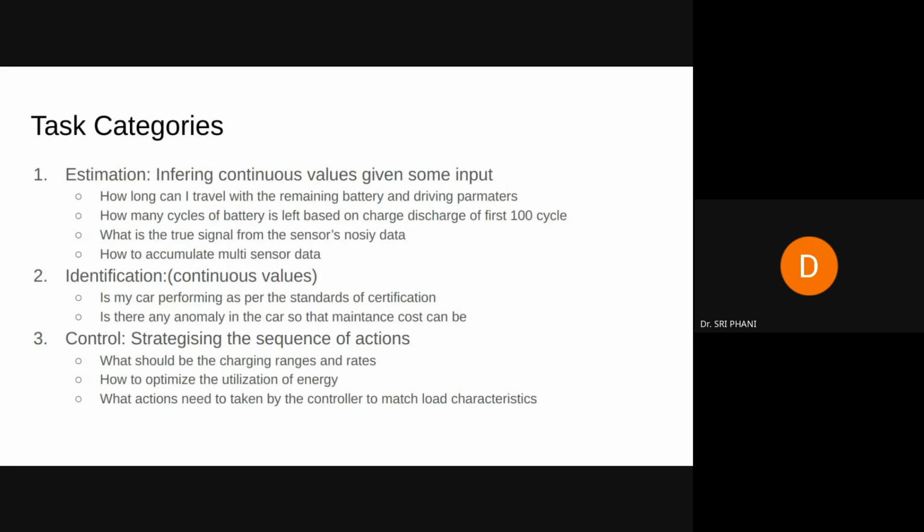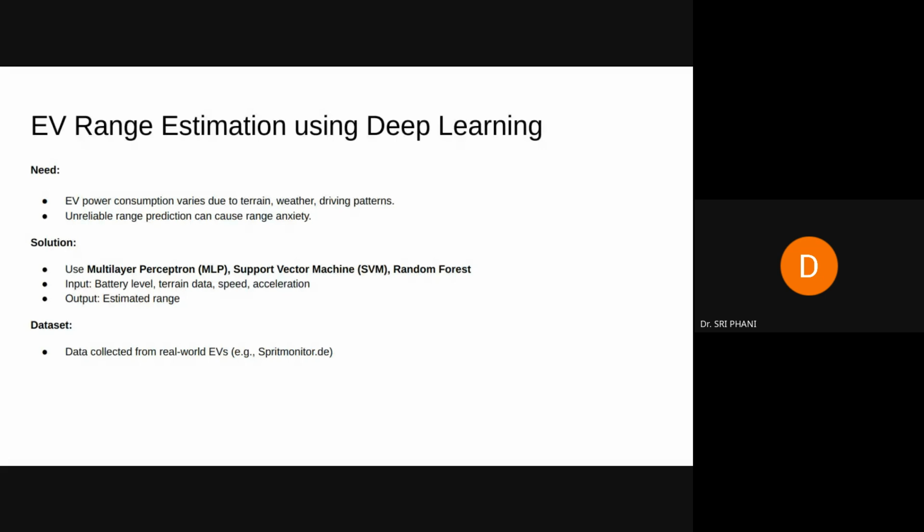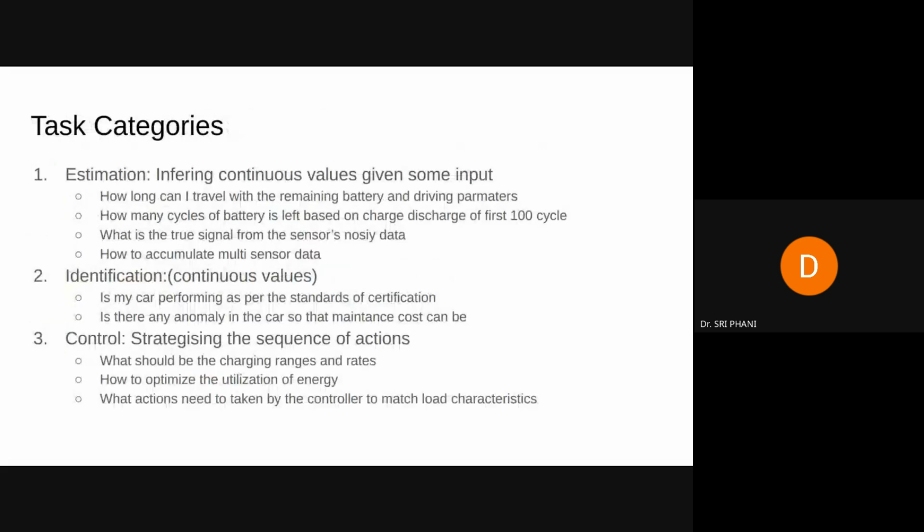So when we have these basic tasks, like in the previous ones, and also this management, control, and design. Usually when it comes to EV, the majority of the time it will be estimation, identification, and control. For estimation, you will be using mostly regression. Coming to identification, there is a mistake here. It is not continuous values, it is discrete values. So it is supposed to be classification. And control is a strategy of a sequence of actions that will be taken. Okay, so let us look at some examples of estimation.